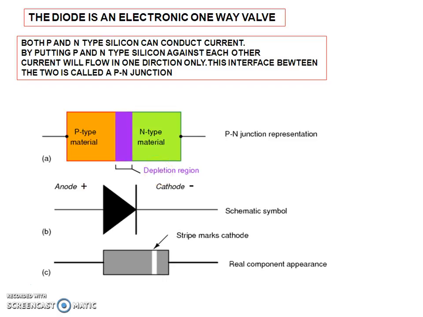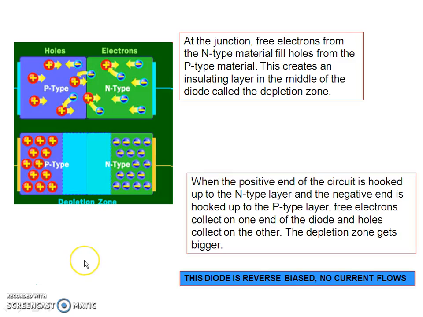Now the next figure B shows the symbol of p-n junction diode. The positive side is called anode and the negative side is called cathode. Now you may see how the semiconductor diode looks like. In here the third figure shows the semiconductor diode. On one side we have a silver strip. That side represents the cathode or negative side, and the other side is positive or anode side.